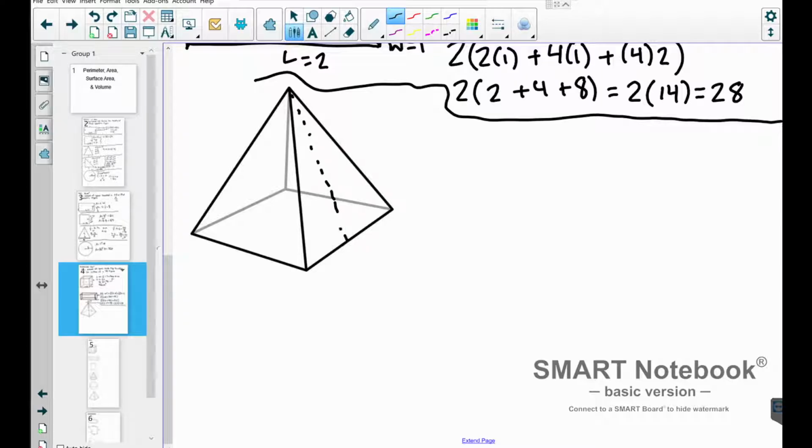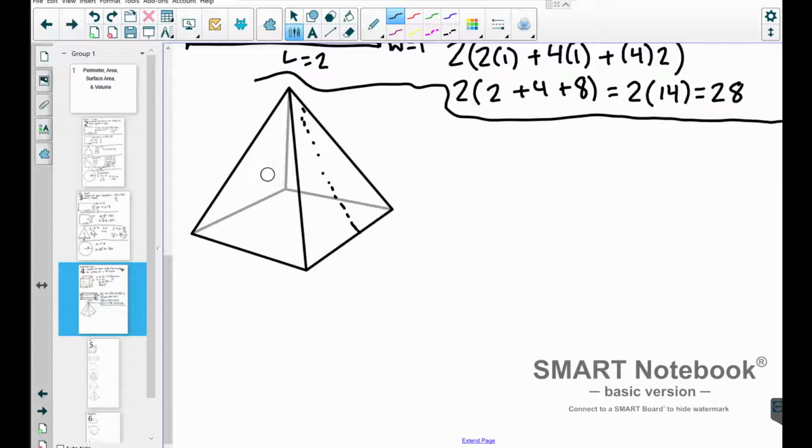So you want to take into consideration the height of each of these triangles in order to add them up. Now in some cases with a pyramid, these triangles will be all of the same measure. Sometimes they won't. So you want to be careful about how you go about answering this.